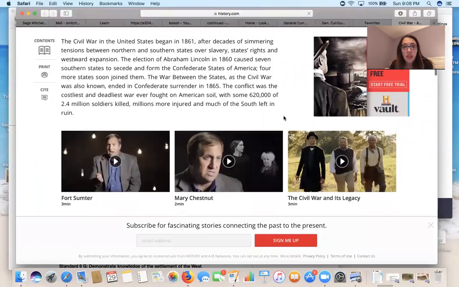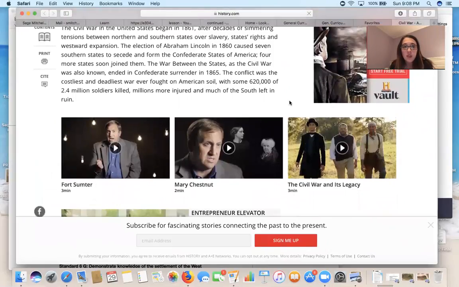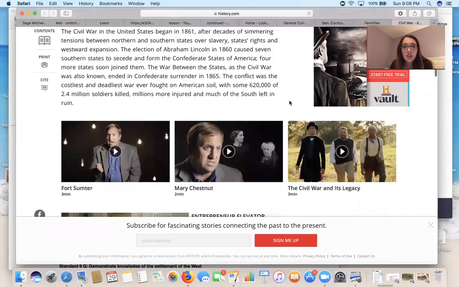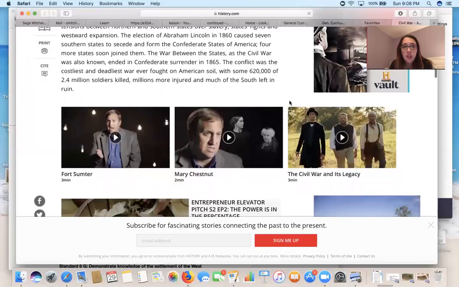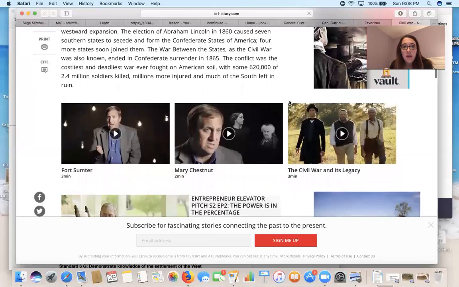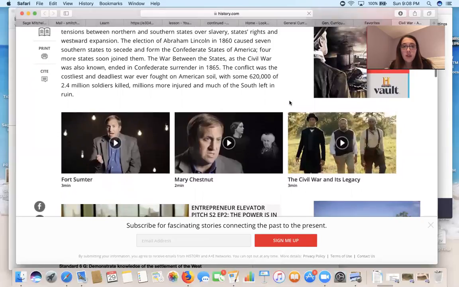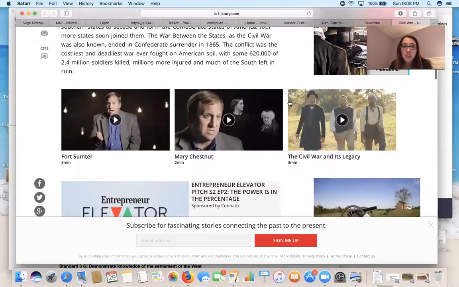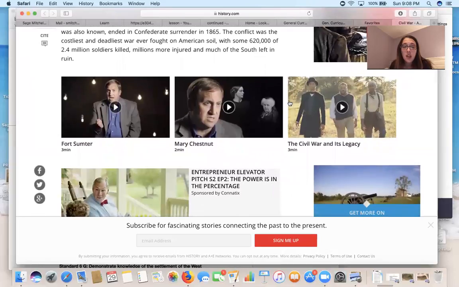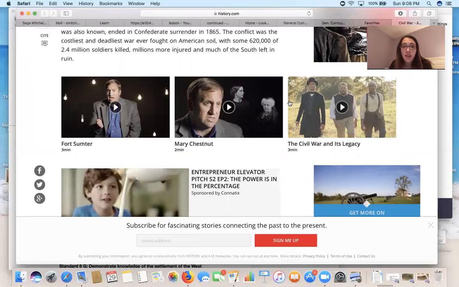So the Civil War began in 1861. There were tensions between the northern and southern states over slavery, states' rights, and western expansion. The election of Abraham Lincoln helped fuel the fire. The war between the states began. It ended in Confederate surrender in 1865.